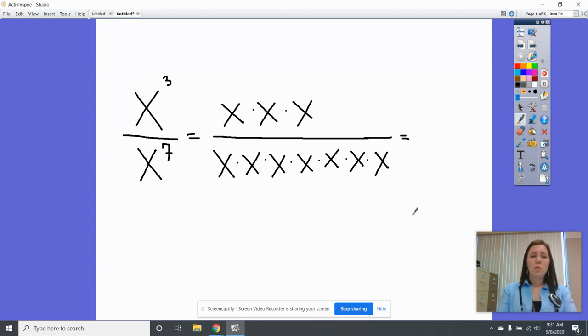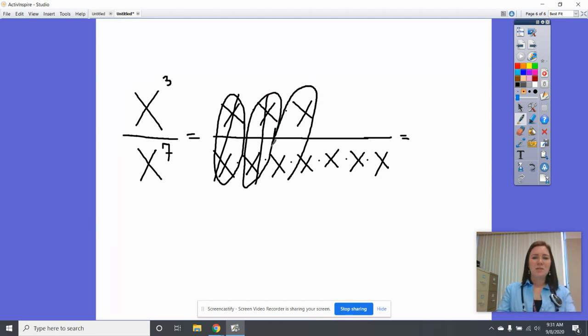Whenever we have something on the top that's exactly the same as the bottom, anything divided by itself is 1. So x divided by x is 1, so I can just cross those off. They're gone. And here's another one: x divided by x is 1, I can cross those off. They're gone. And x divided by x is 1, I can cross those off.